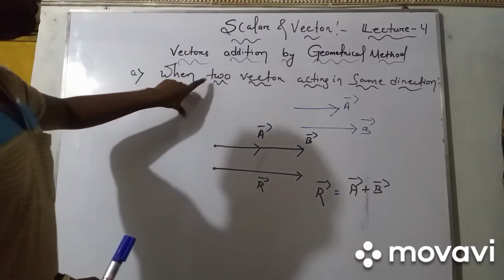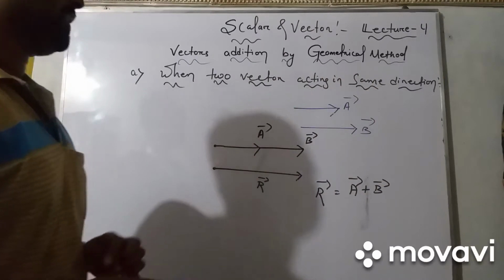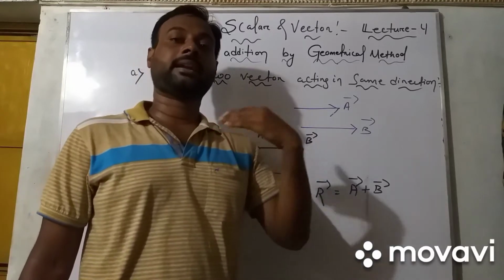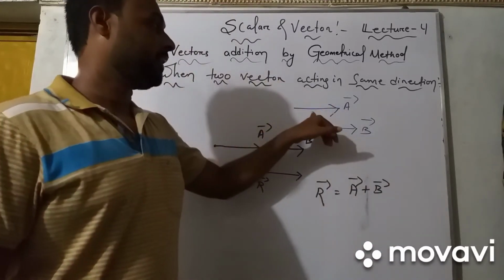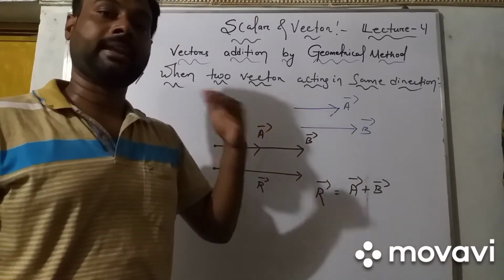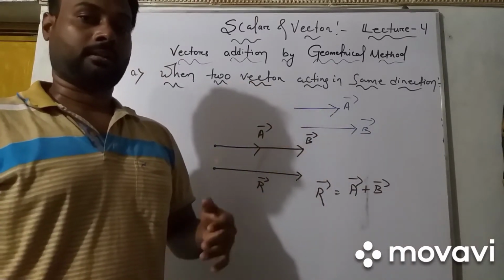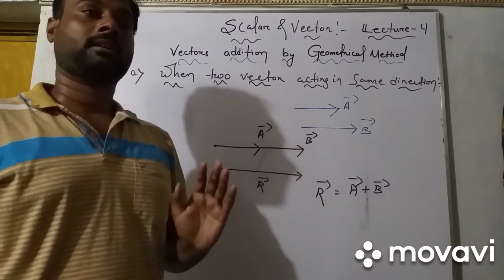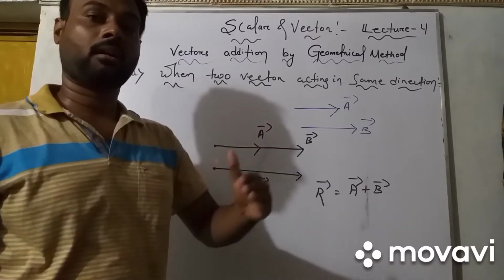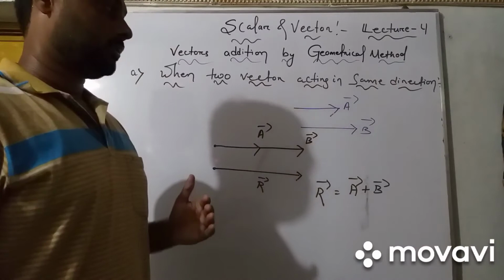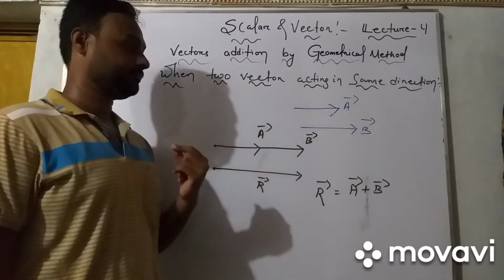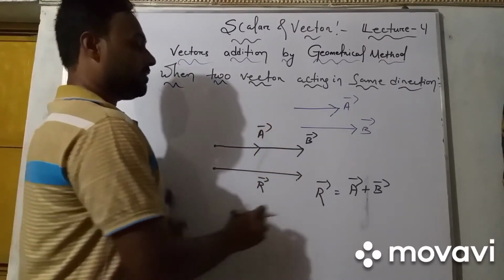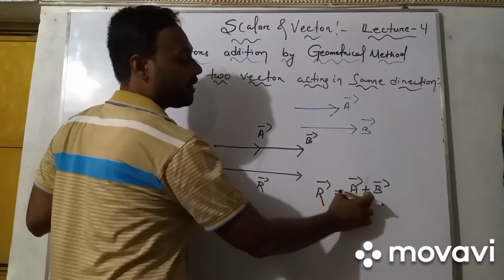So this is called when two vectors are acting in the same direction. Write it down first: when two vectors are acting in the same direction, like a vector and b vector both acting along the same direction, then their resultant r vector is also acting along that direction. So therefore resultant vector r vector is equal to a vector plus b vector.